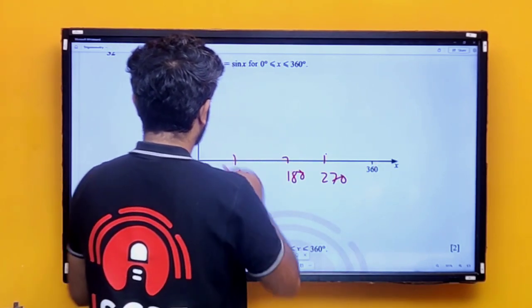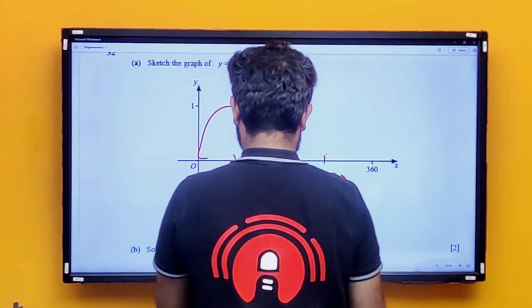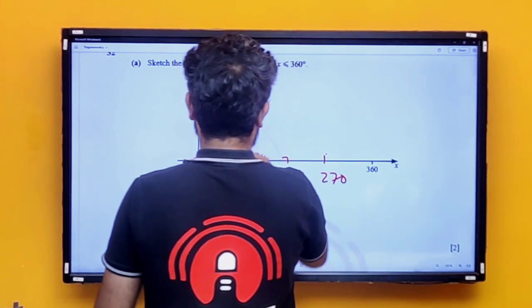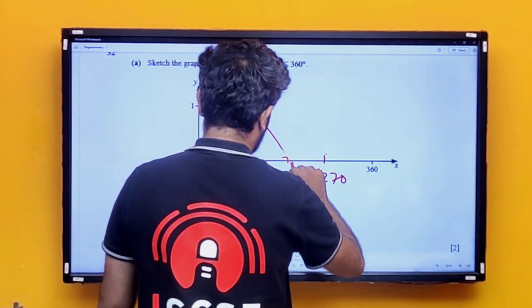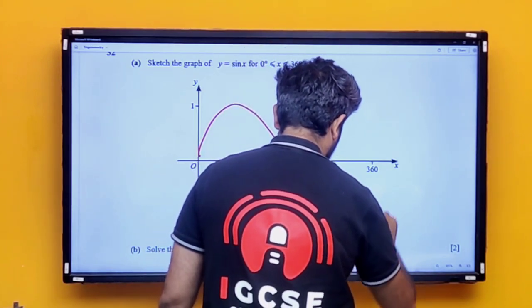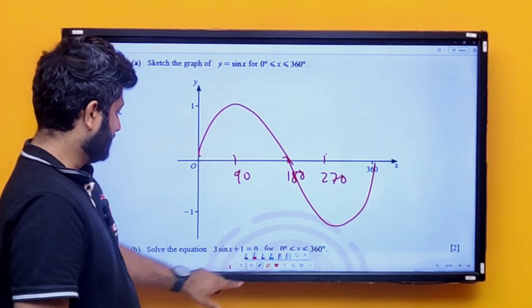So I know the graph will go something. Just a second, let me just erase this graph and draw it again. So that will be maximum at 1 and minimum at minus 1. So this will be the graph of sin x.